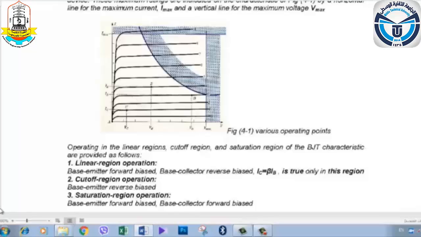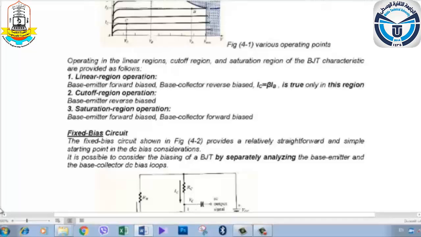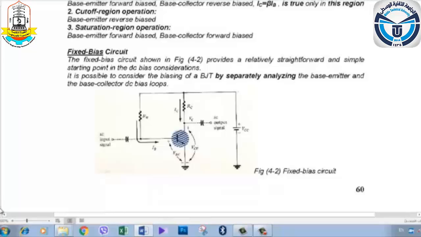Now we come to the circuit types of biasing of DC transistor. We take the first circuit type, which we call the fixed bias circuit, as shown in the figure below. It provides a straightforward and simple starting point in the DC bias considerations. Here we have an NPN transistor, a collector resistor, a base resistor, and a DC power supply, which we call VCC, connected to both the collector and base.